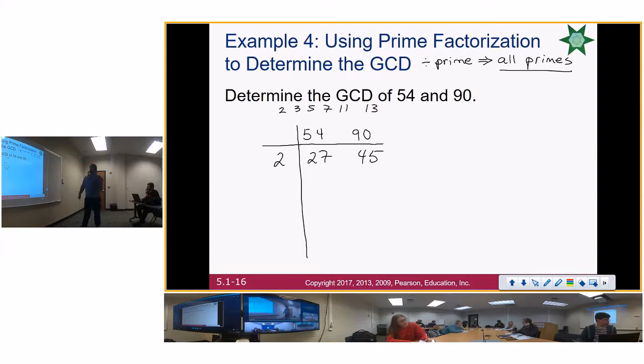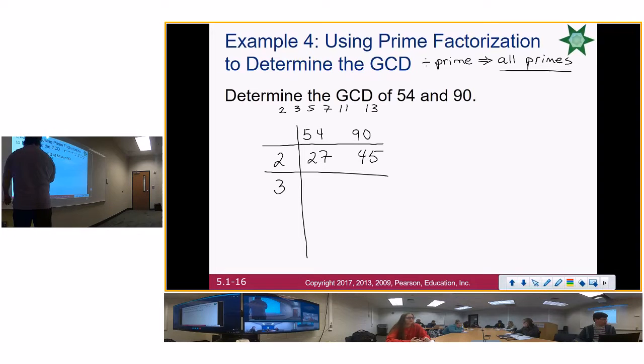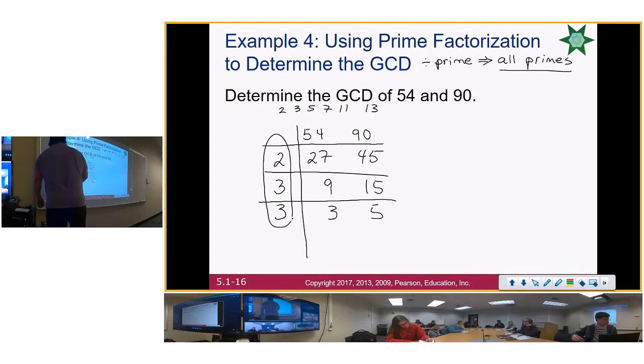What number? 2 won't go into 27 and 45 because they aren't even. So I can't use 2. What else can I use? 3. So I'm going to divide by 3. That gives me a 9 and a 15. I can use 3 again. That'll give me a 3 and a 5, and I'm done. That is my greatest common divisor.